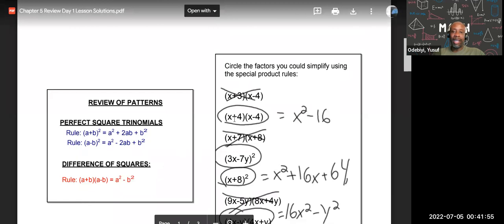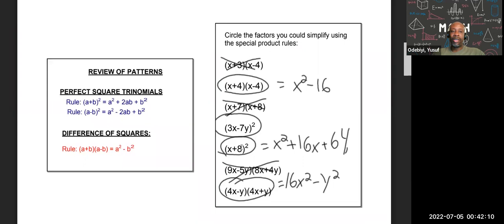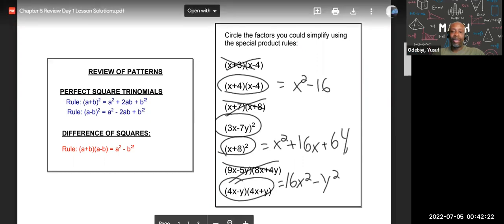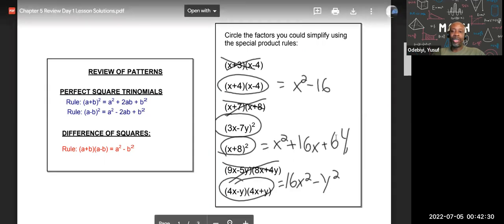So if you saw something like this, I would automatically say x squared is going to be my first term, and my second term would be 4 times negative 4, which is negative 16. This other one here is a perfect square. What does that mean? I have a perfect square, x plus 8 squared, so my first term is x squared, my second term is 8 doubled times x, which is 16x, and my last term is 8 times 8, which is 64.